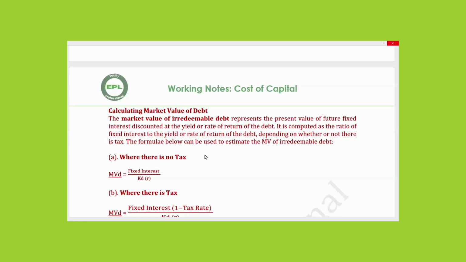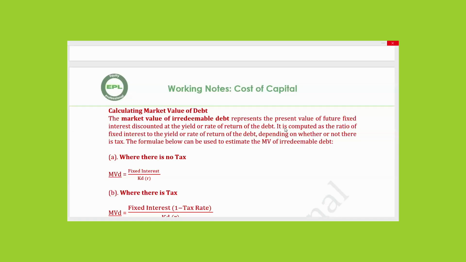Then we said that to calculate WACC, there are basically 4 steps you are supposed to carry out. The first step is to calculate cost of equity. The second step, you calculate cost of preference share. Step 3, you calculate cost of debt. Then step 4, you calculate weighted average cost of capital. We started with how to calculate cost of equity.